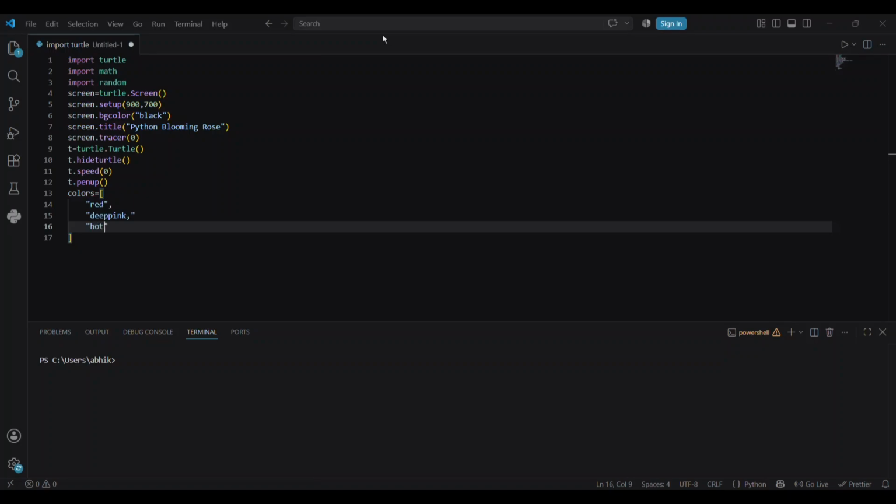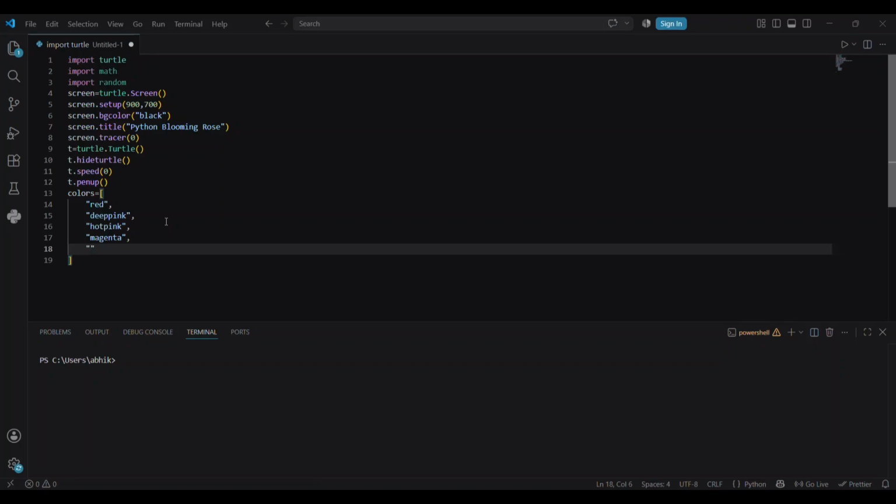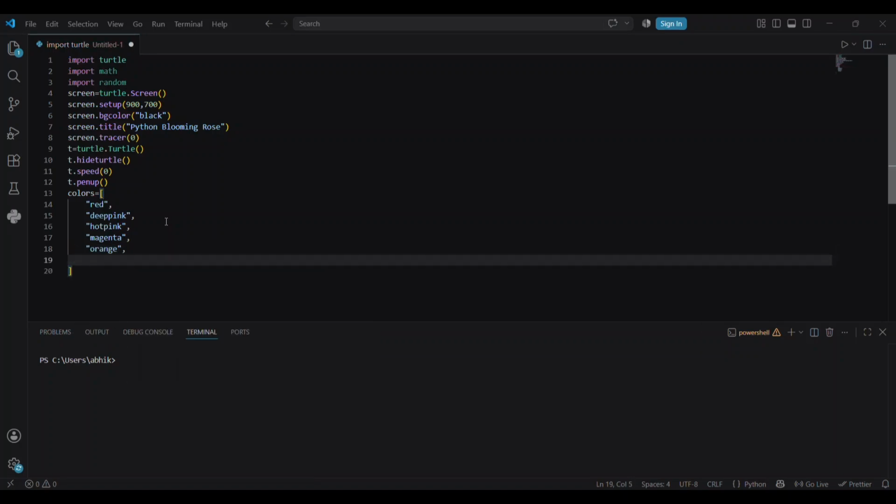One last touch, every real rose has detail at its center, so we scatter small yellow dots at the origin to simulate pollen. It's tiny, but it's what pulls the whole design together. And there it is. A complete glowing rose, built from one equation and about 30 lines of Python.